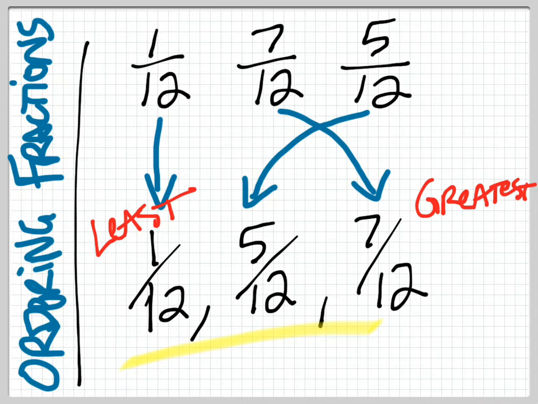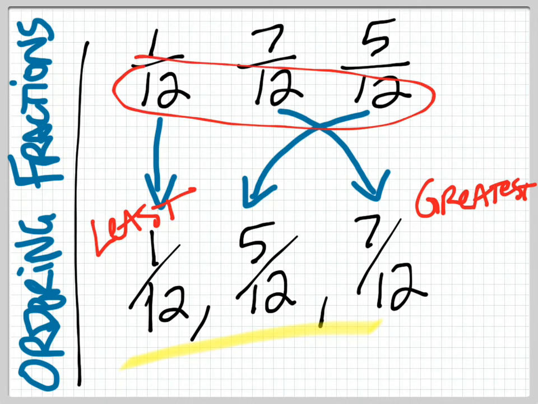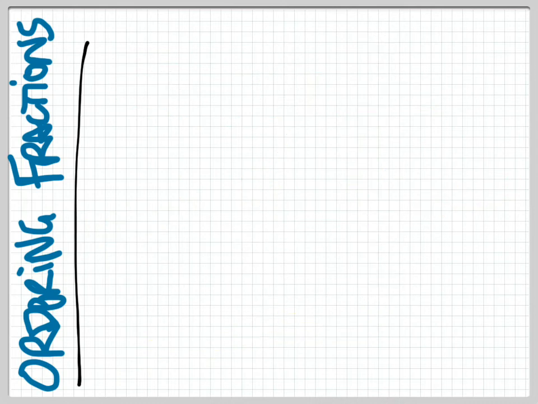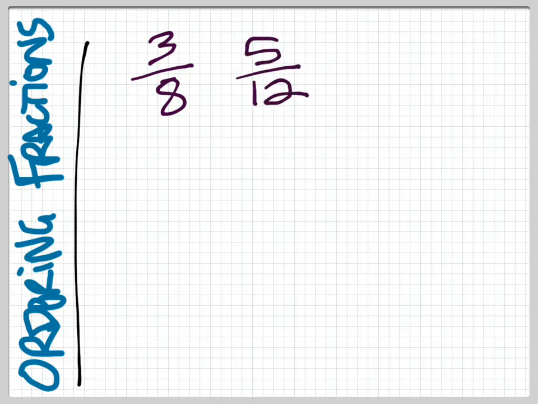And of course it's very easy when all of your denominators match. But just like comparing fractions, it gets a little trickier when your denominators don't match. Okay, what if your three fractions were 3/8, 5/12, and let's go ahead and say your third fraction was 1/6. Okay, we've got three different fractions and we've got three different denominators. So what we're going to try to accomplish here is to turn them into three fractions that all have the same denominator.